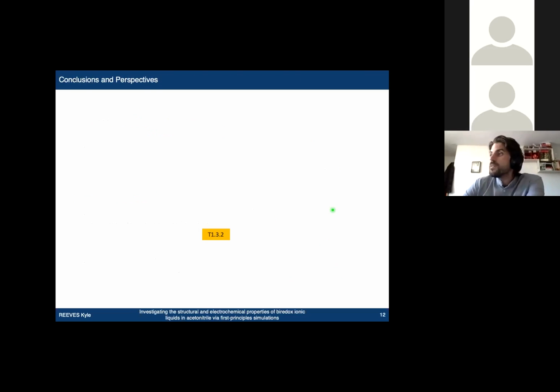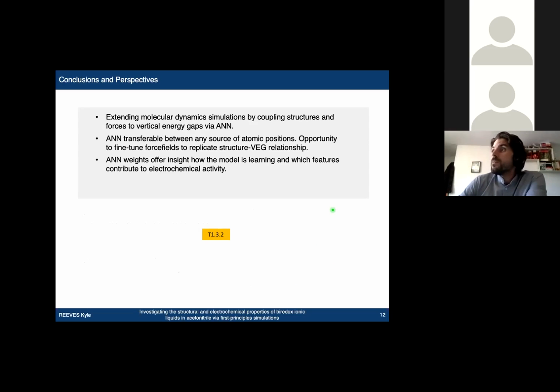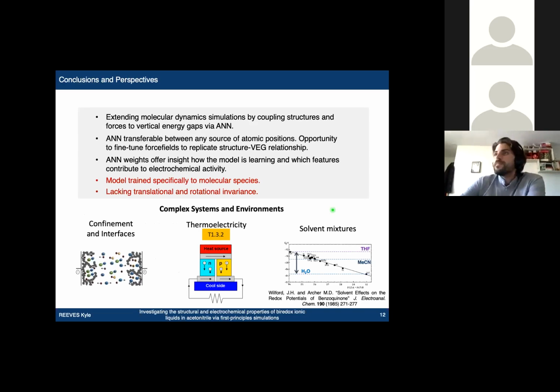So in the interest of time, I'll point out where we're going next. We're looking to extend molecular dynamics by being able to couple classical simulations, for example, to sample different structures via artificial neural networks to get information at the DFT level about the energy gaps and therefore relate to electrochemical potentials.